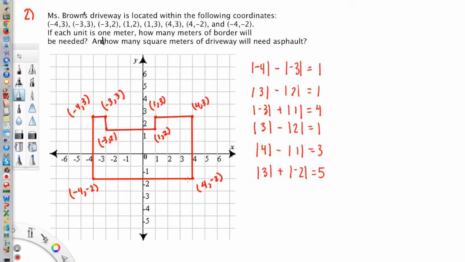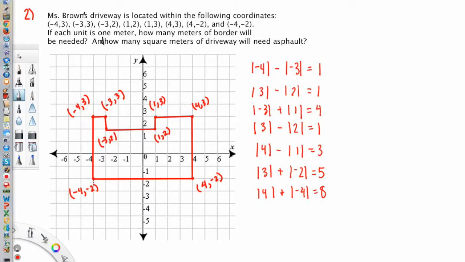Then I have another long horizontal line which goes from 4 to -4. They have different signs, so I add. And the absolute value of 4 and the absolute value of -4 will be 8.